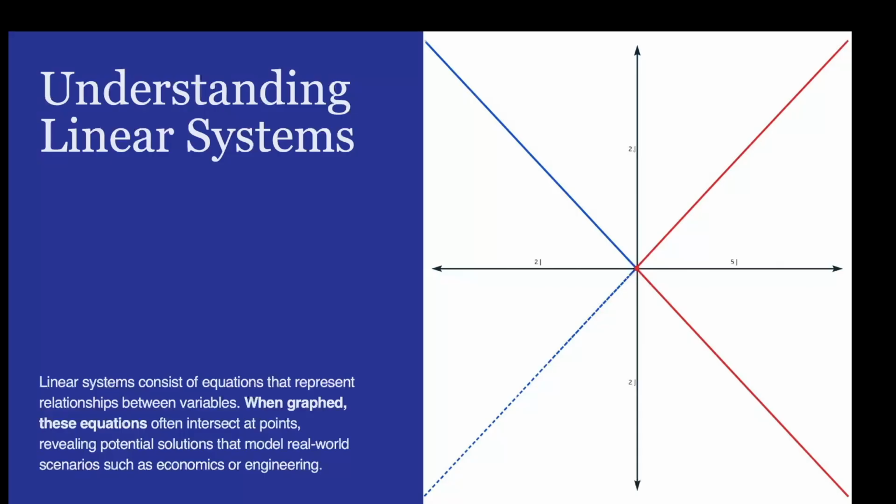For example, look at this graph. This is the x-axis and this is the y-axis. So let's say this is y equals x, right? That equation, y equals x, is an equation that represents a relationship between variables, which I mean x variables and y variables. So in the real world, they can be used in economics or engineering as well.